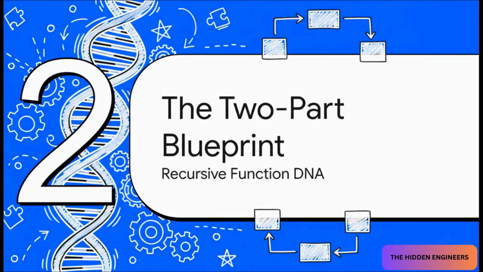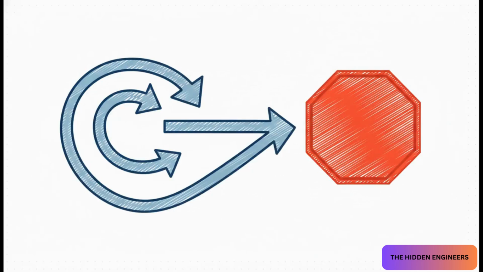Now here's the secret sauce, the key to unlocking all of this. Every single recursive function, I don't care how complicated it looks on the surface, is built from the exact same two-part blueprint. Just 2 parts. So what are these 2 parts? First up, you've got the base case. This is your escape hatch, your emergency brake. It's the absolute smallest version of the problem that you can solve without any more recursion. Then you have the recursive case. This is the part that does the work of breaking things down. It's where the function calls itself, but, and this is key, with a slightly smaller problem, moving it one step closer to hitting that base case.